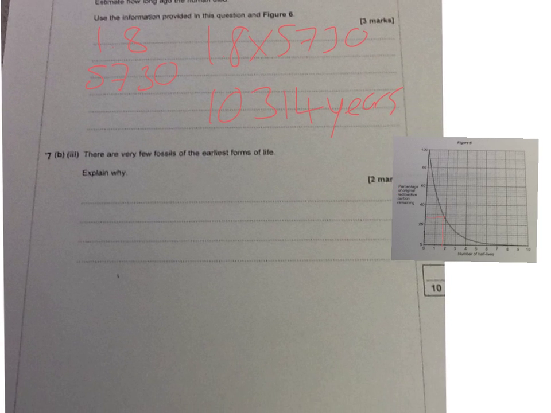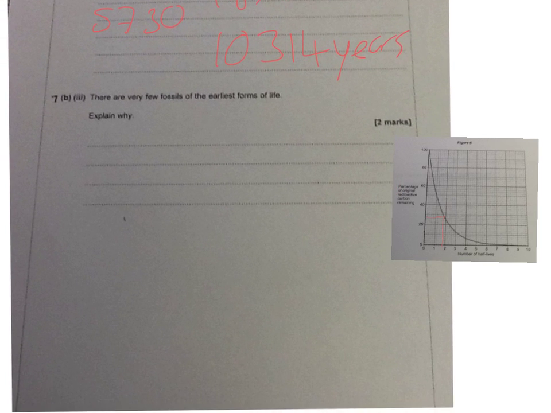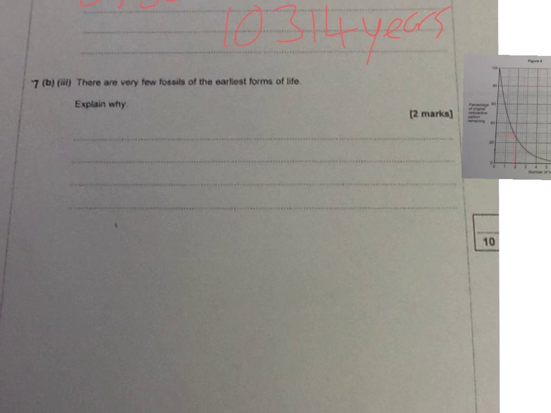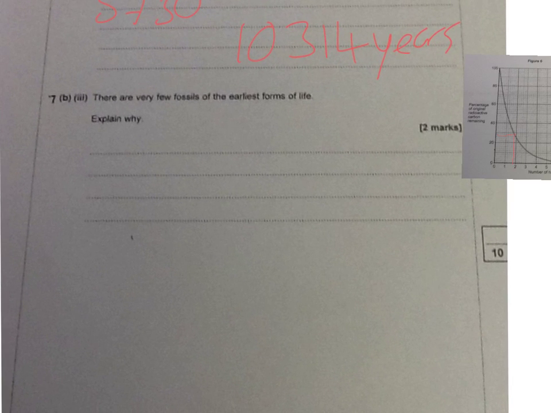Okay, moving down. So this is the last one now. There are very few fossils of the earliest forms of life. Explain why. So basically what this question is asking you to think about is what life was like during the early stages of the Earth's development. So we know that life at the start of the Earth's development was soft-bodied. That basically means there was no bones, there was no hard tissue, there was no teeth, it was soft-bodied. So think of a jellyfish. Okay, so all life was soft-bodied.